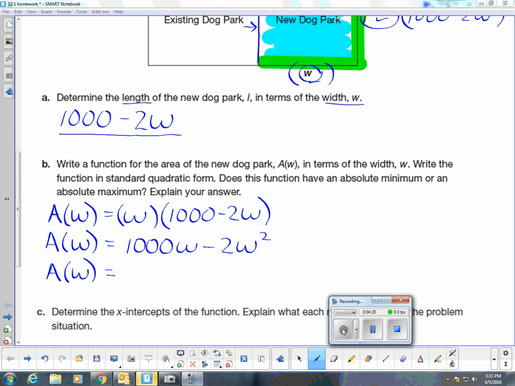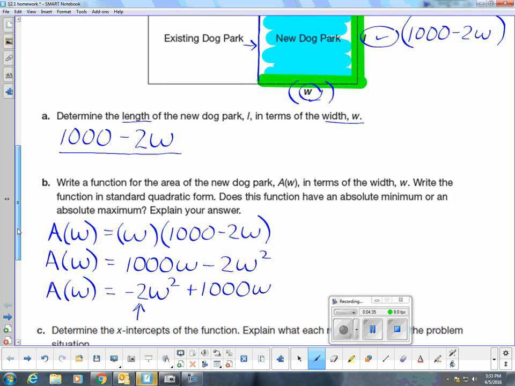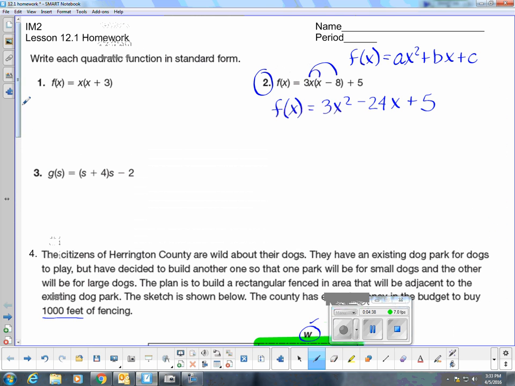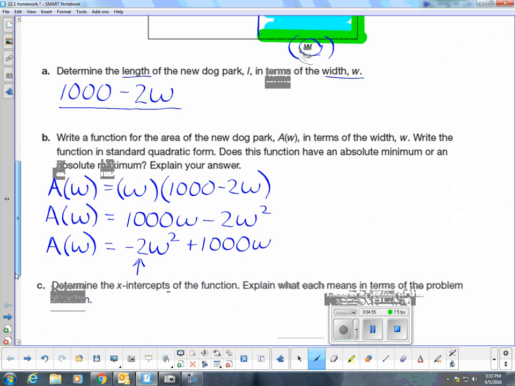And in standard form, looking at my function, I notice that my leading coefficient, my value for A, tells me whether I have a maximum or a minimum. If my A value is a positive value, then I know that my parabola is opening up, and therefore I have a minimum. However, if my A value is a negative value, as it is here, then my parabola will be opening down, and therefore I have what's considered a maximum.